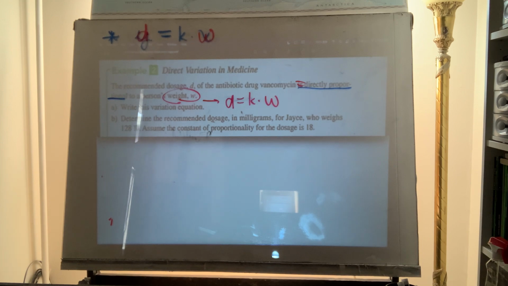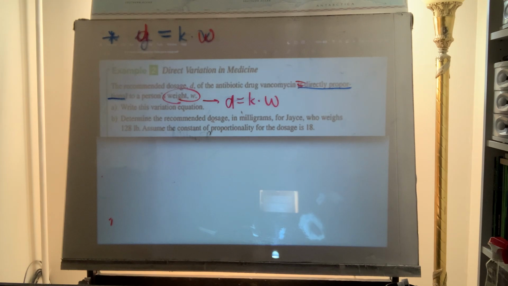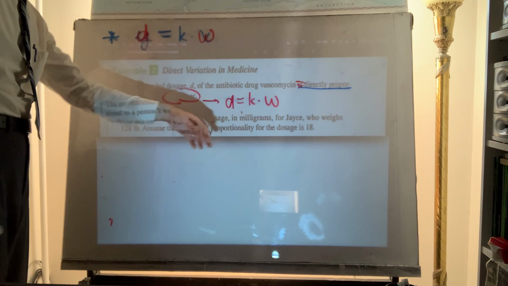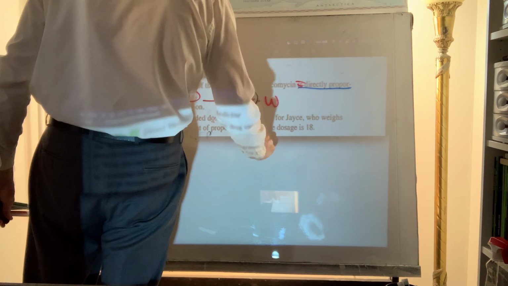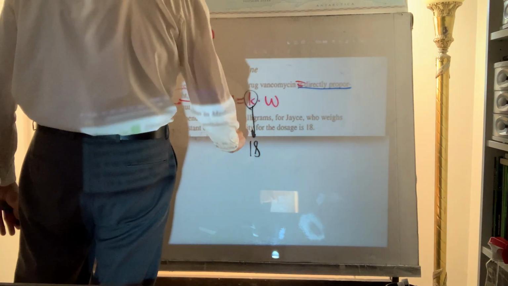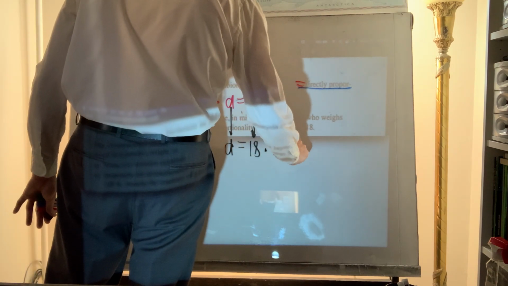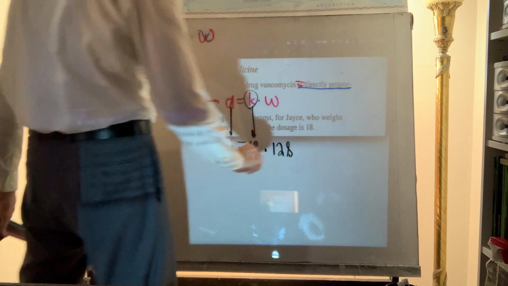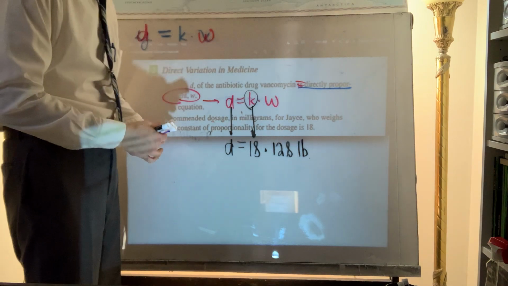Now, if they give you some specifics, to determine the recommended dosage in milligrams for Jace, who weighs 128 pounds. Assume the constant of proportionality for the dosage is 18. This is going to be straight up arithmetic in this case, because what is going to fit in here is 18. They don't even specify the unit. You can infer that. D is equal to, therefore, 18 times 128 pounds, lb. If you're just interested in the numbers purely, this is sufficient.